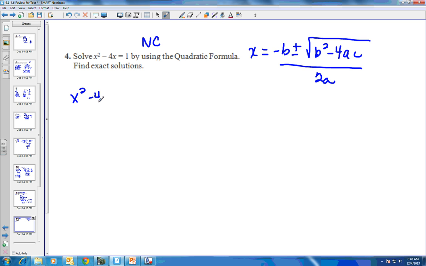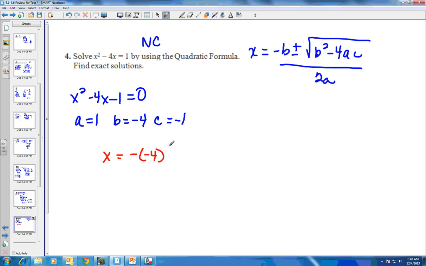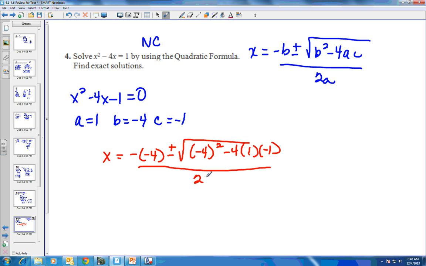X squared minus 4x minus 1 equals 0. My a is 1, my b is negative 4, my c is negative 1. I'm going to plug those numbers in. X equals negative b, so negative 4, plus or minus the square root, negative 4 quantity squared, minus 4 times a times c, all over 2a.